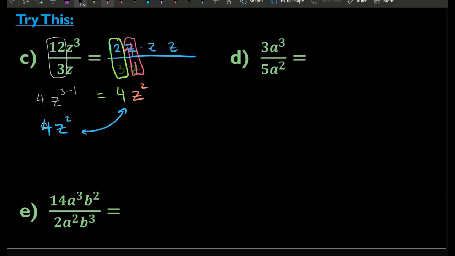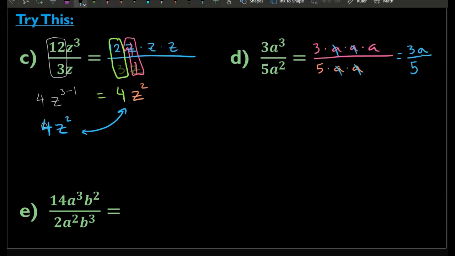Okay, D. Same thing. So we have 3 times a times a times a, and 5 times a times a. So this turns into 1, so we are left over with 3 over 5 with 1a on top. So 3a over 5 is the final answer. Of course, 3 cannot be divided by 5, so we keep it as a fraction.